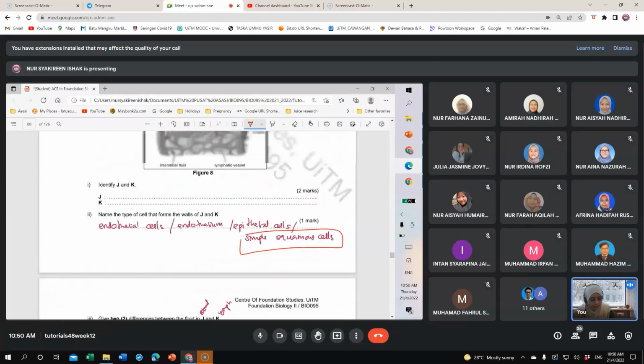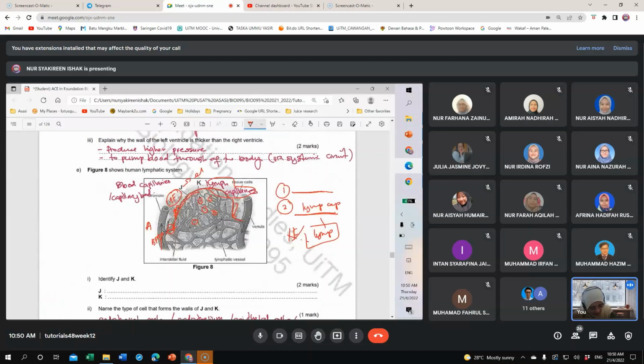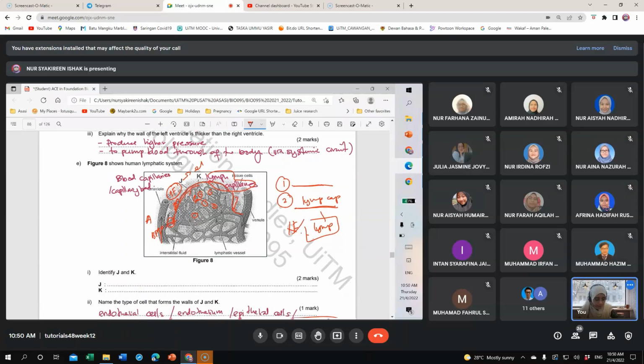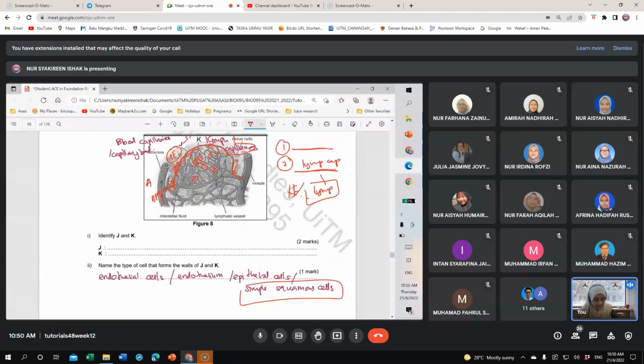Okay, cuma feature of lymph capillaries, dia ada slits, kan, untuk interstitial fluid masuk. Susunan epithelial cells of lymphatic capillaries, dia ada gap between the cell slits, so that the interstitial fluid can enter to form the lymph. Okay, and itulah.